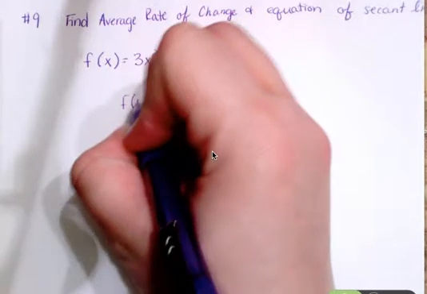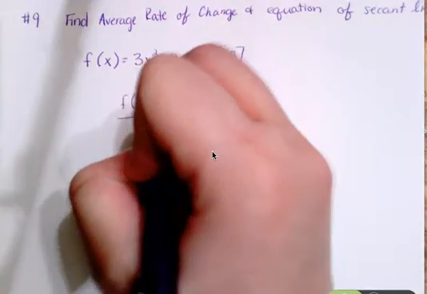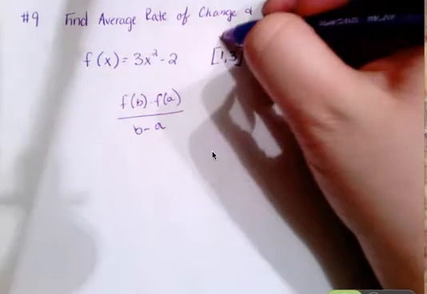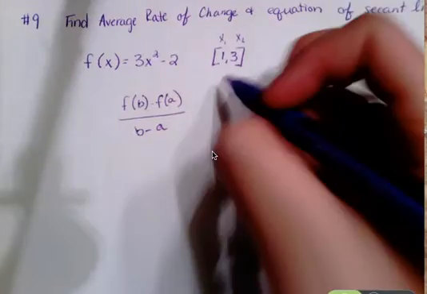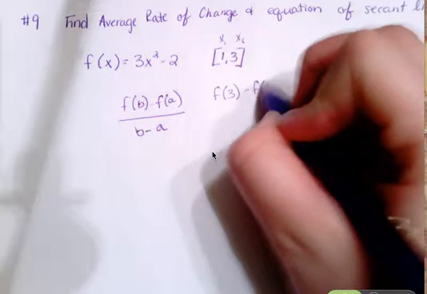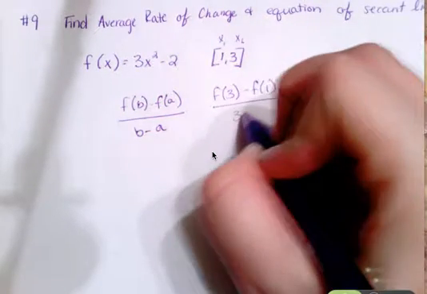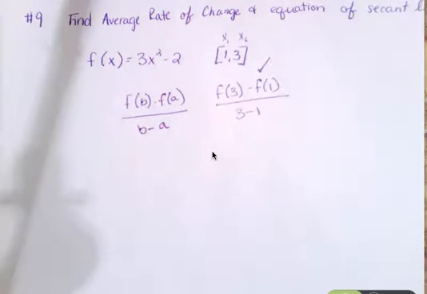So remember, our average rate of change is just a fancy slope formula essentially. It's f of b minus f of a over b minus a. And remember, this is my first x value, so I'm going from this x all the way to this x. So I'm going to plug in f of 3 minus f of 1 over 3 minus 1. On your test tomorrow, that step right there is worth 1 point, just showing you could set it up.